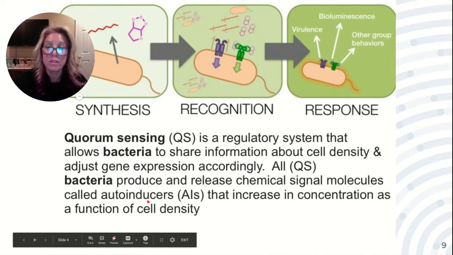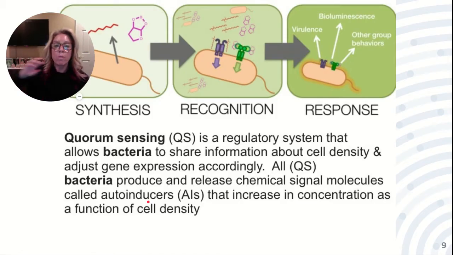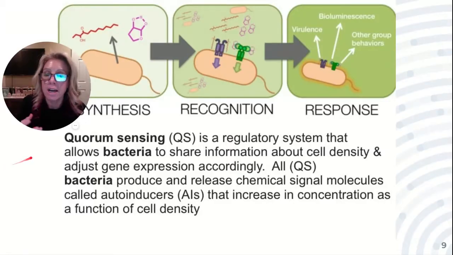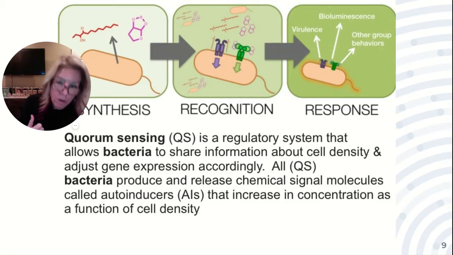One is quorum sensing. This is a regulatory system that allows bacteria to share information with other bacteria and with themselves to control what genes are expressed. So if there's overcrowding, they might express different DNA than if there's plenty of room. You can see some of the responses here are group behaviors, bioluminescence, virulence, and whether they're going to become pathogenic, if pathogenicity is going to increase. All right, so that is there.